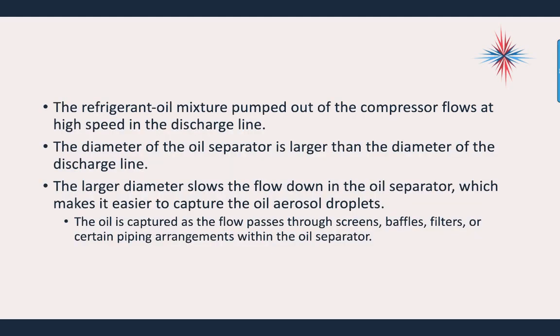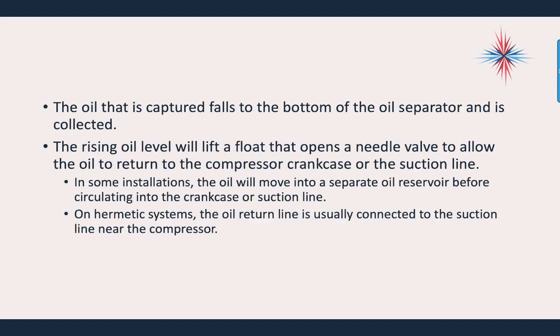The refrigerant oil mixture pumped out of the compressor flows at high speed in the discharge line. The diameter of the oil separator is larger than the diameter of the discharge line. This larger diameter slows the oil flow down in the oil separator, which makes it easier to capture the oil aerosol droplets. The oil is captured as the flow passes through screens, baffles, filters, or certain piping arrangements within the oil separator. The oil that is captured falls to the bottom of the oil separator and is collected.